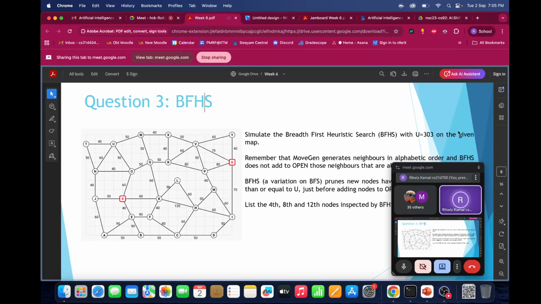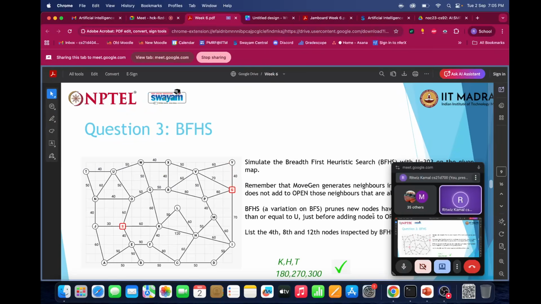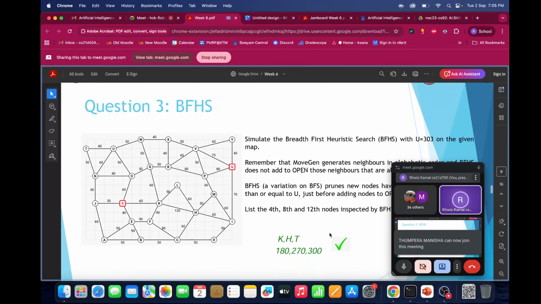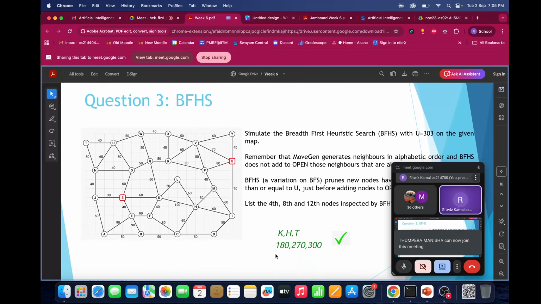So going back to the question, it asked us the 4th, 8th and 12th nodes to be inspected, and as you can verify from the search tree, those would be K, H and T with costs 180, 270 and 300.